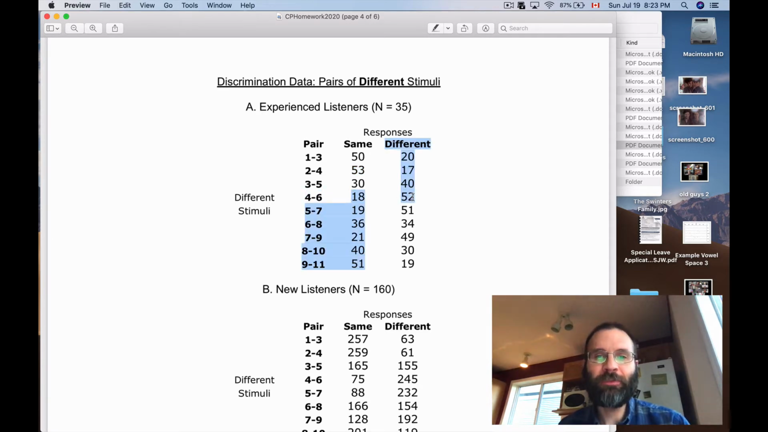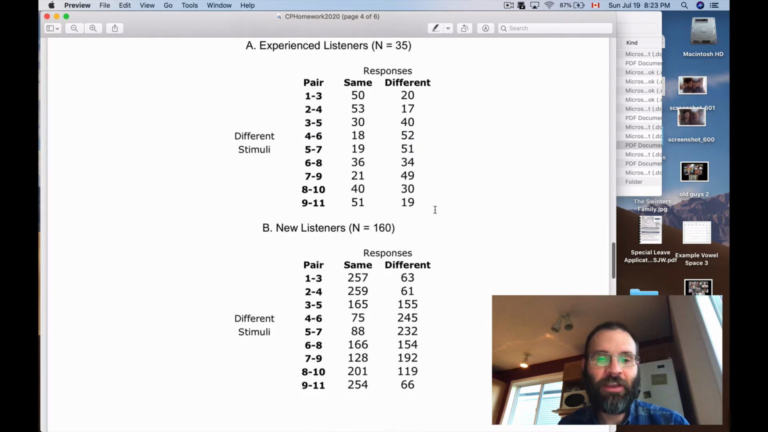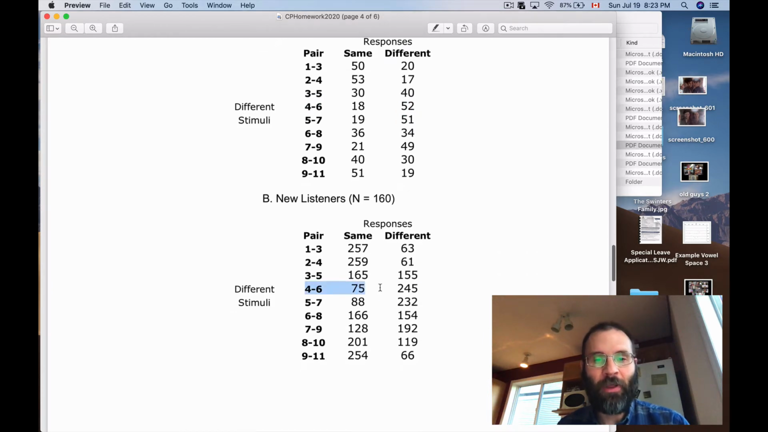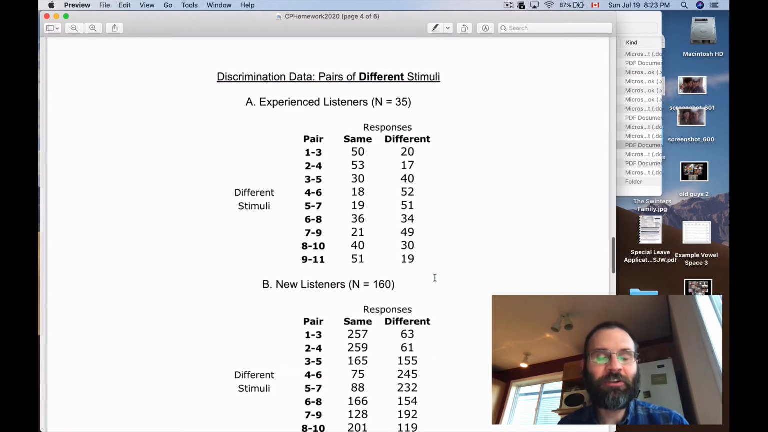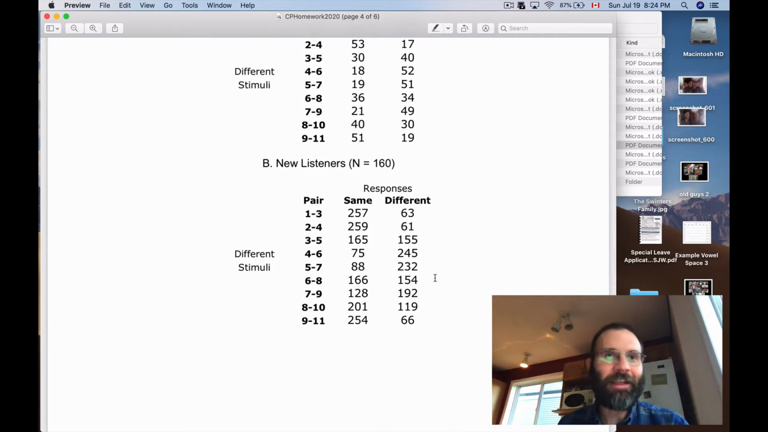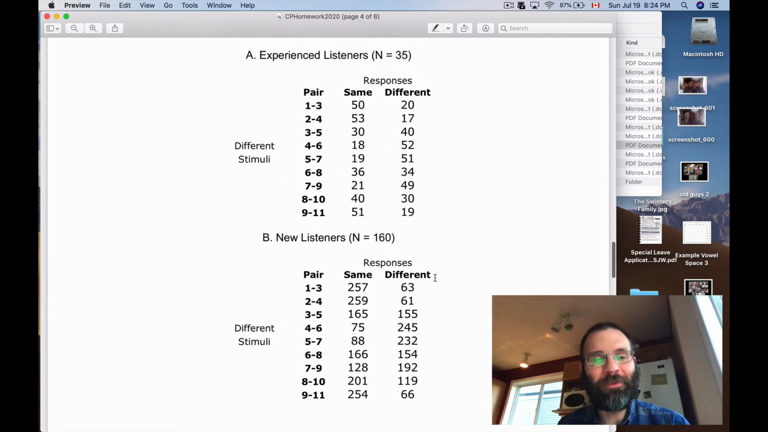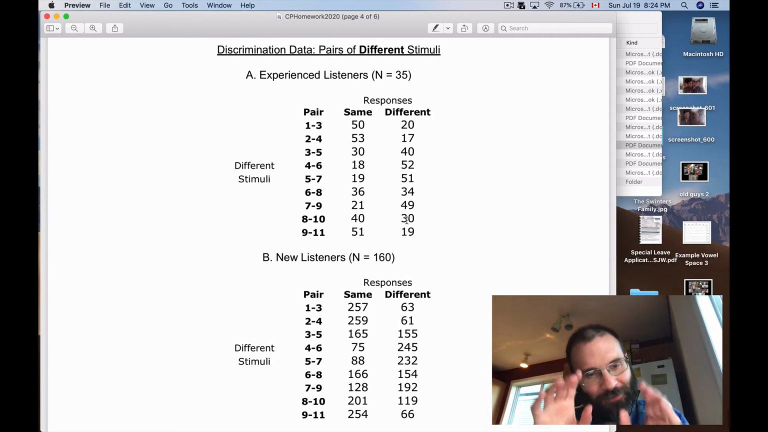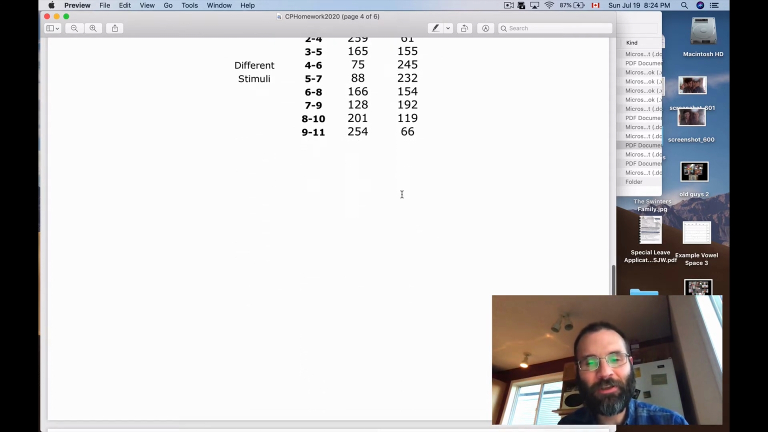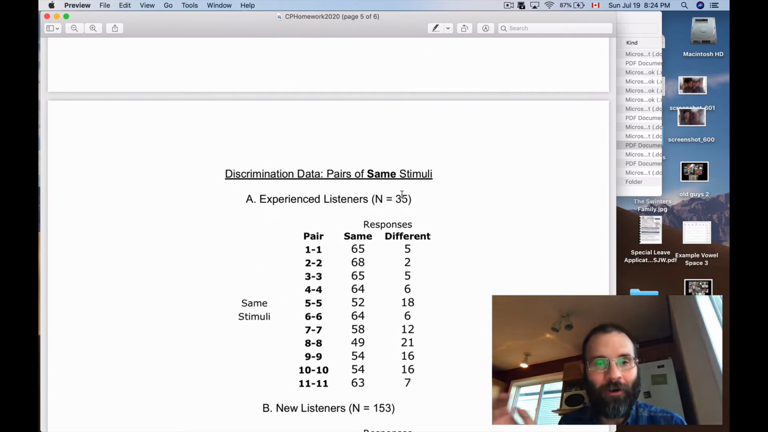So the 4-6 pair, you get a lot more different responses than for the 1-3 pair, right? The idea is that maybe the 4 and 6 tokens are across a category boundary, and that makes it easier to hear this difference. We see the same kind of pattern lining up for the new and the experienced listeners, but that's getting sort of above and beyond ourselves because we can't just look at specific individual pairs and make predictions on the basis of that. We need to look at all the data.